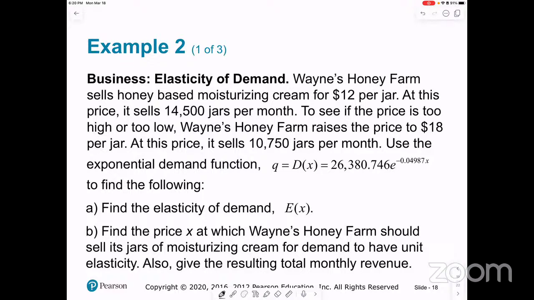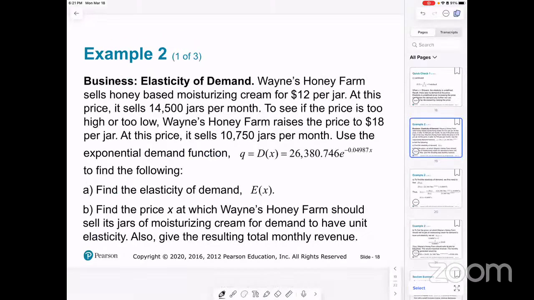Wayne's Honey Farm sells honey-based moisturizing cream for $12 a jar. At this price, it sells 14,500 jars per month. To see if the price is too high or too low, Wayne's Honey Farm raised the price to $18 per jar. At this price, it sells this many jars per month. Use the exponential demand function to find the following. We're asked to find the elasticity, and then find the price at which Wayne's Honey Farm should sell the jars of moisturizer cream for the demand to have unit elasticity. Also give the resulting total monthly revenue. So same thing, right? Just with a different function.